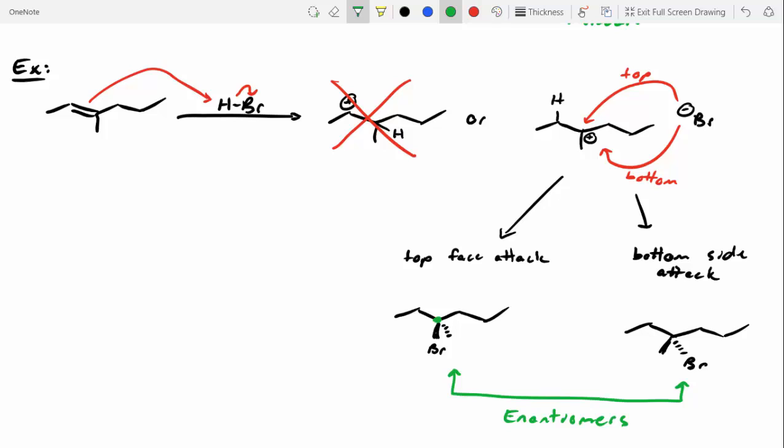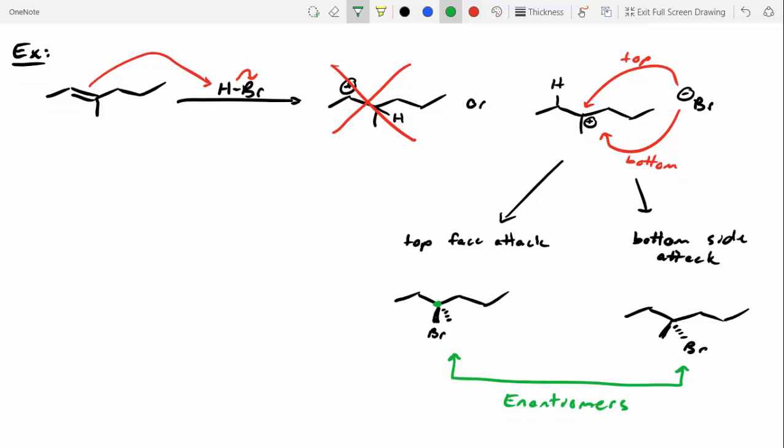In this case, do you think one enantiomer will be preferred over the other? Not really. That carbocation intermediate's planar, so there's really no preference for one over the other. What do we call that if we get a mixture of enantiomers in equal proportion? Racemic, exactly.